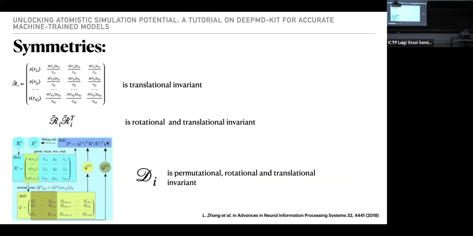So the neural network is defined once for all? I mean, it does not depend on your system. No, it depends, yes. You have different embedding matrices for different species in the system. Yes. And the weights of this neural network that is doing this mapping are optimized during the training. So yes, basically this descriptor is also trained to capture the correct features of your system. It is not just built once for all.